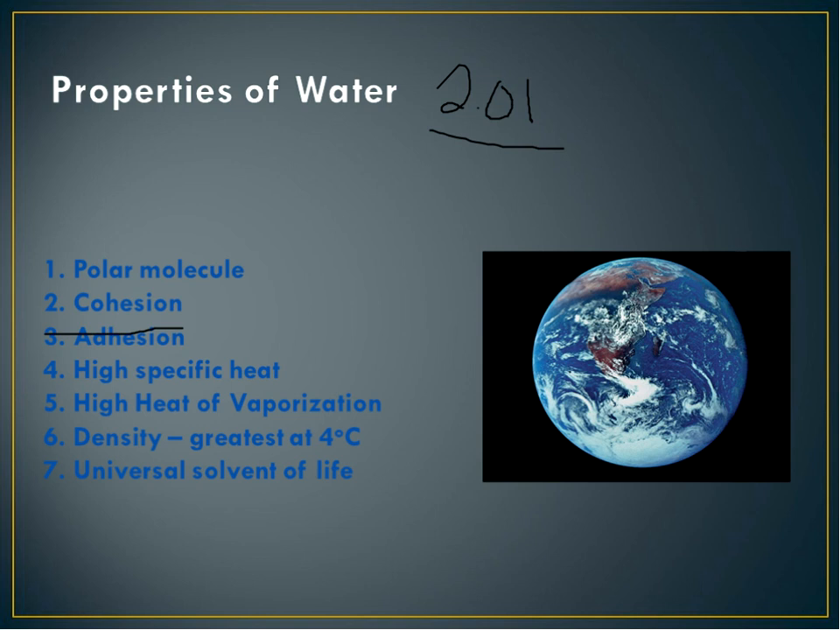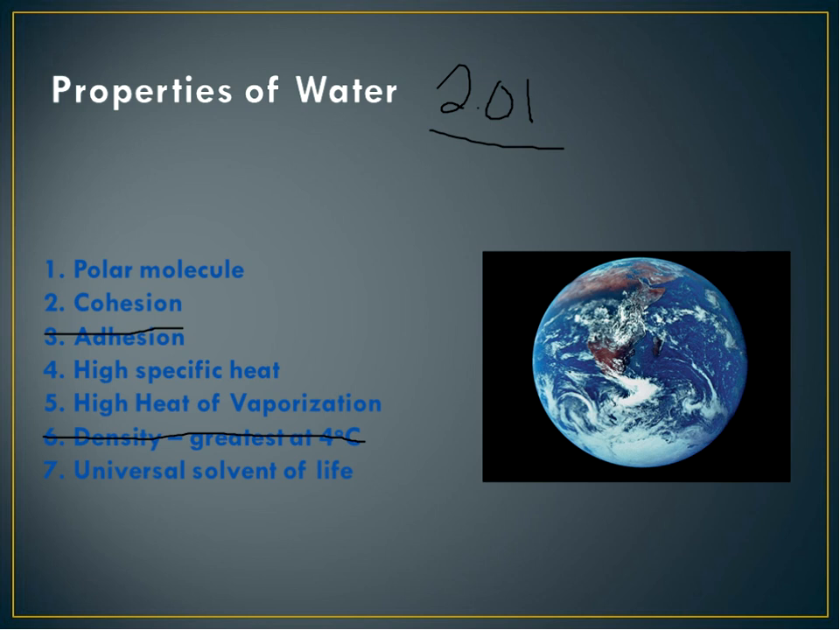Which one is where ice floats? Which one talks about that ice floats? Why does ice float? Yep, that will be the density. It's actually greatest density at 4 degrees Celsius, which means cold water is more dense than ice. Ice will actually float. That's a weird property of water, but also true.